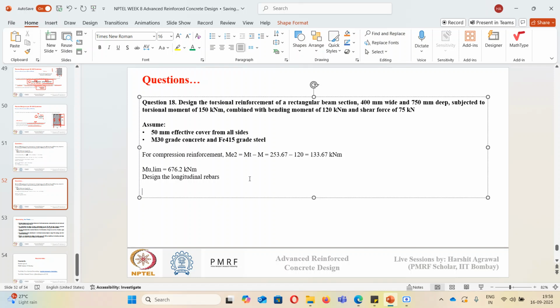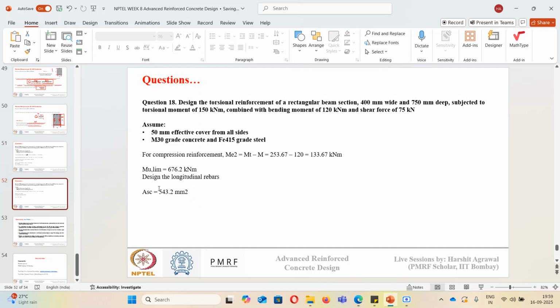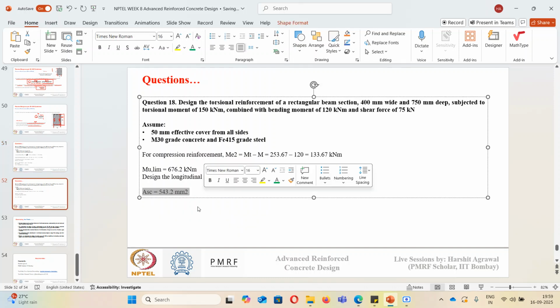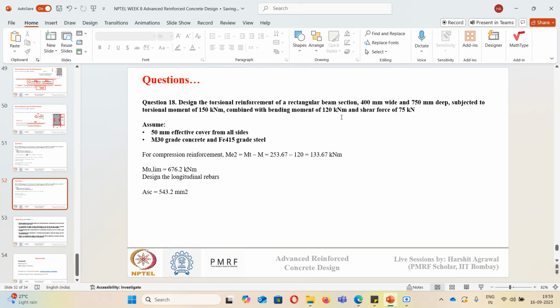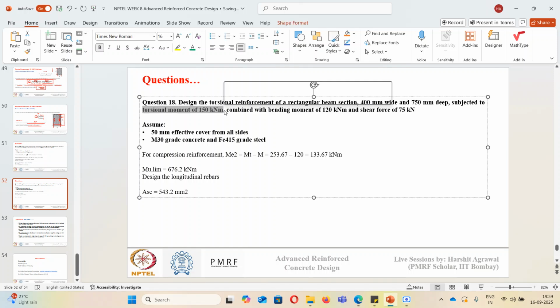When you solve the question, you will get the area of compression steel. It will come out to be 543.2 mm². So what this says is that we need to provide this much reinforcement on the tension side and this much reinforcement on the compression side, for resisting both bending moment and torsional moment.